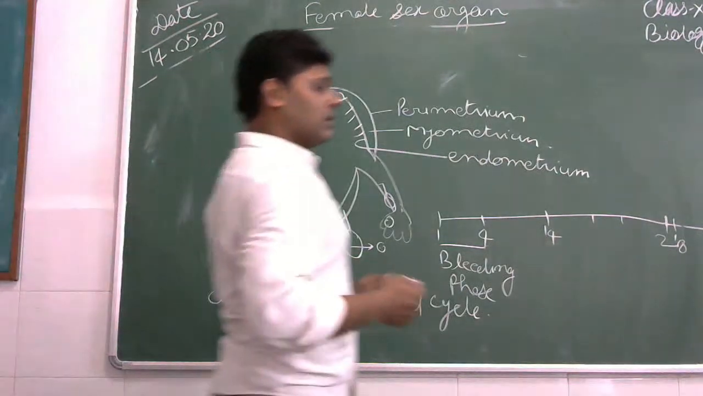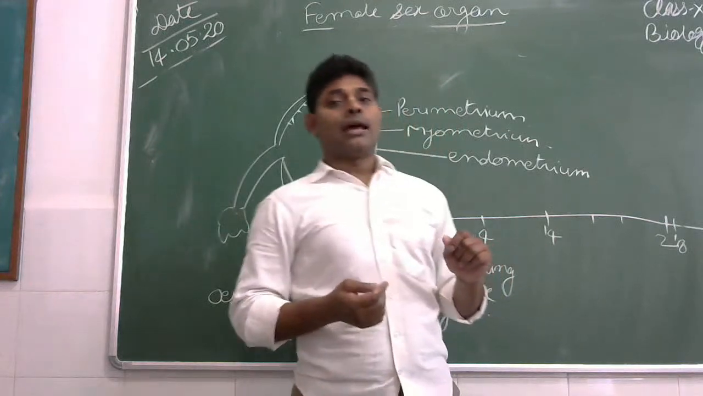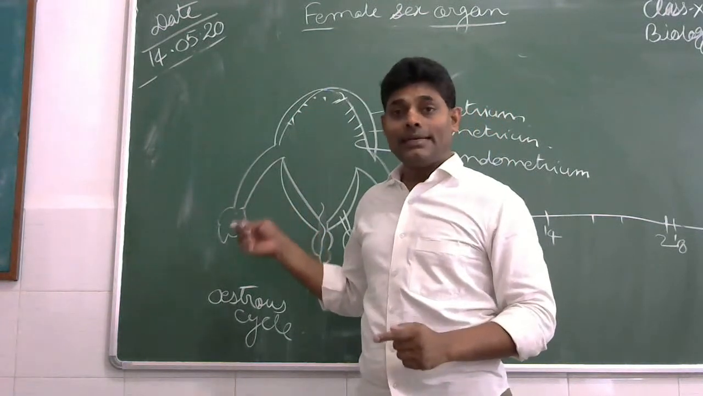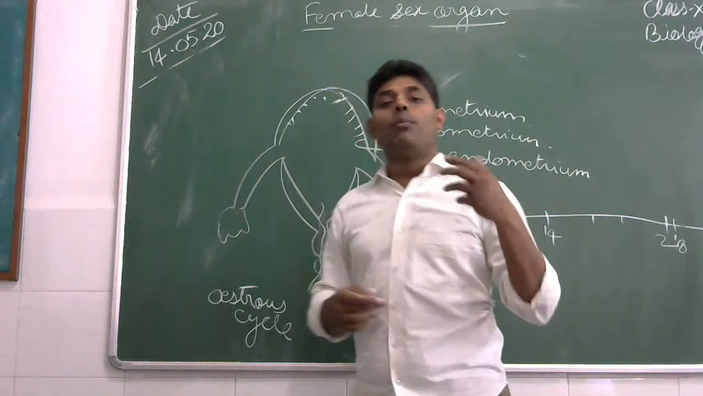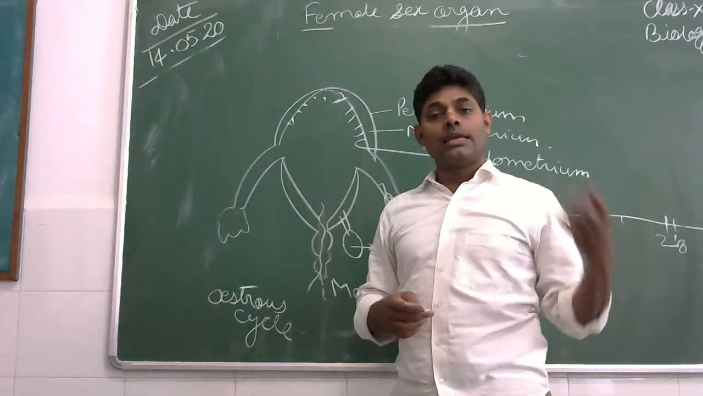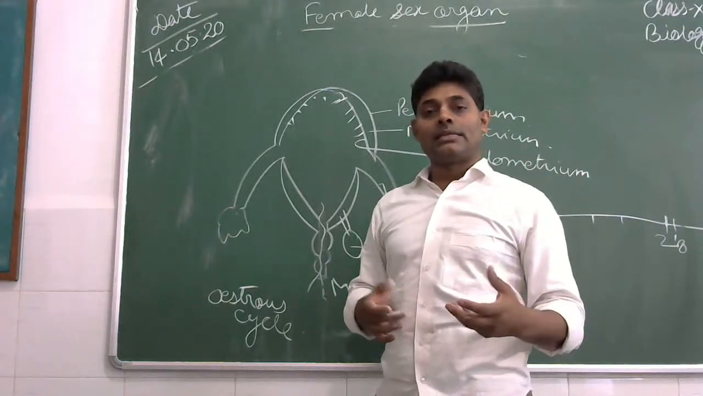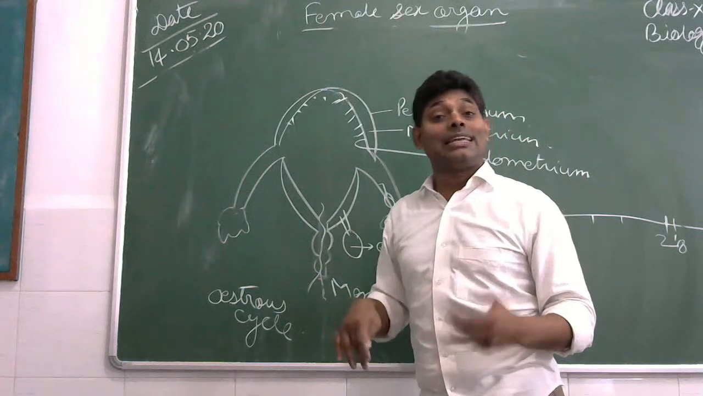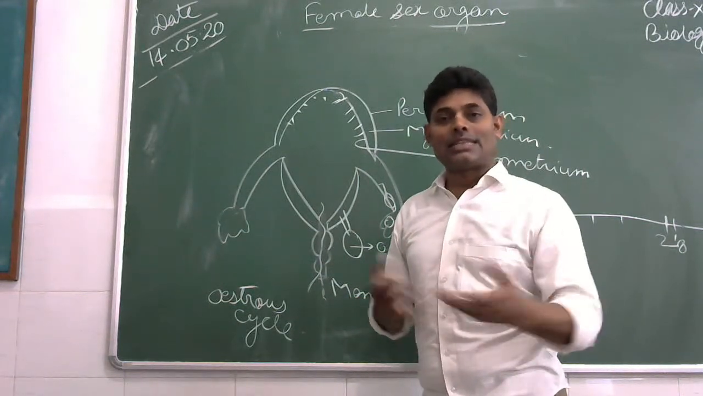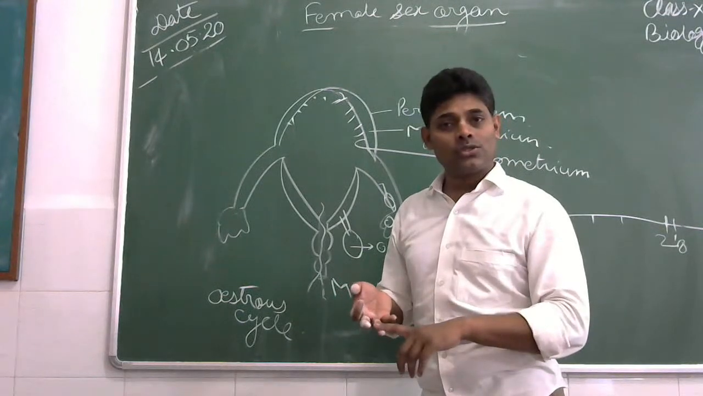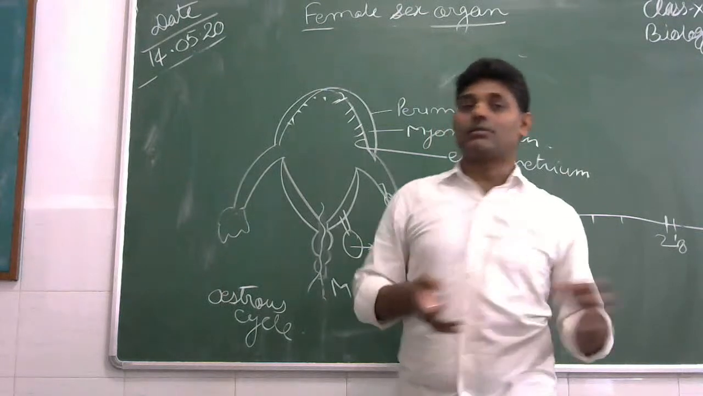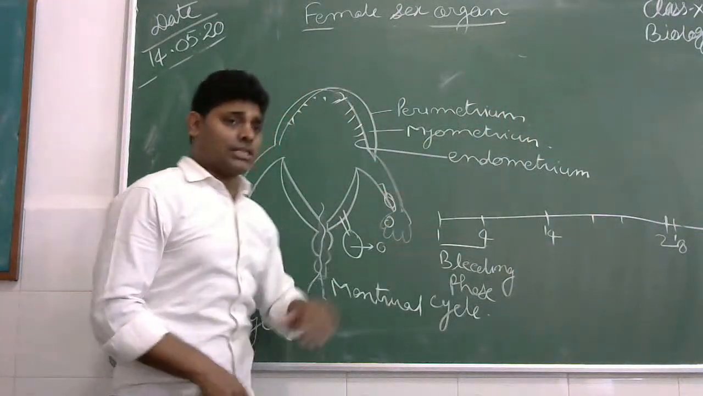Some organisms have one cycle in a year. They are termed monoestrous, such as the dog. Some organisms have more than one cycle in a year. They are termed polyestrous, such as humans, cows, buffaloes, goats, and monkeys. They come under the polyestrous.